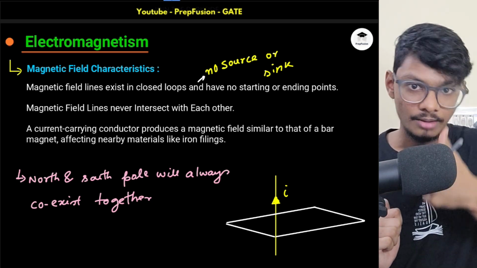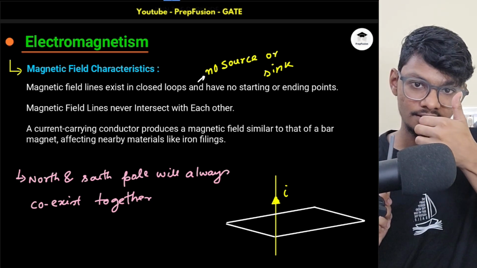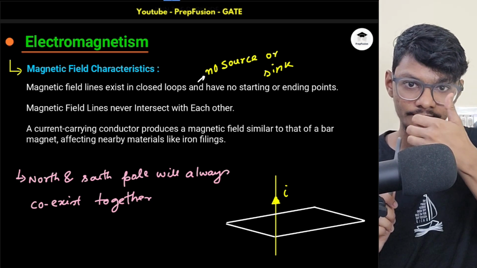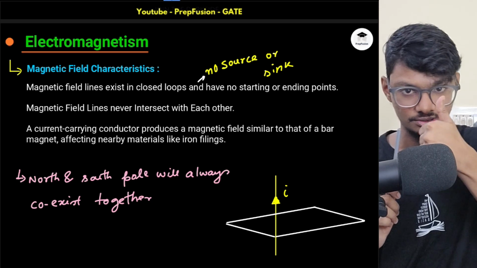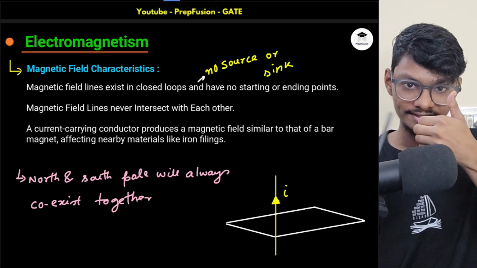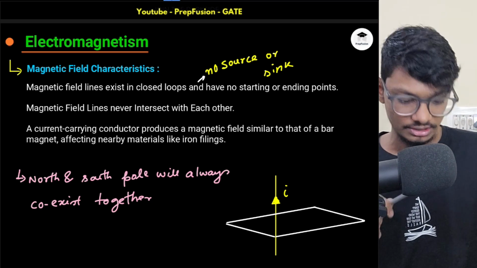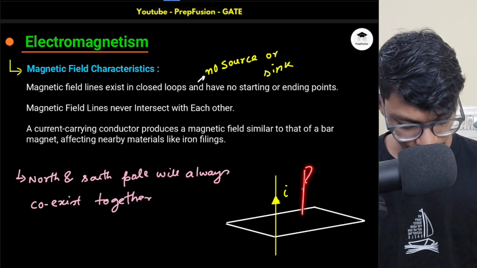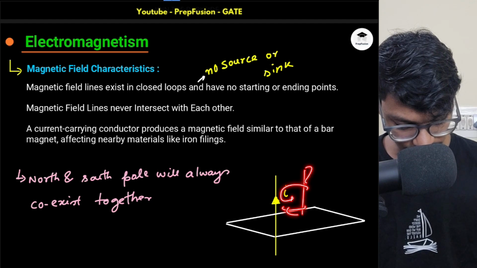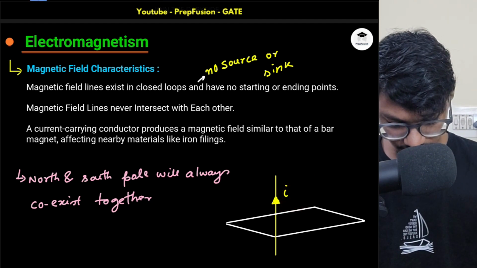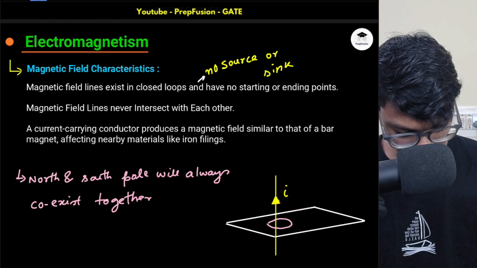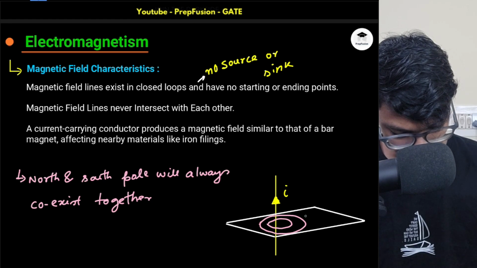If I project my thumb upward, then I curl my fingers, like giving a thumbs up. The direction of the curled fingers gives the direction of the magnetic field. So if I project my thumb upwards, the fingers will curl something like this, so obviously the magnetic field will be something like this, and obviously it will never intersect.